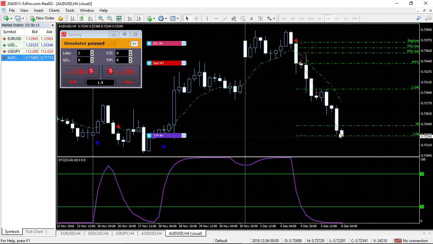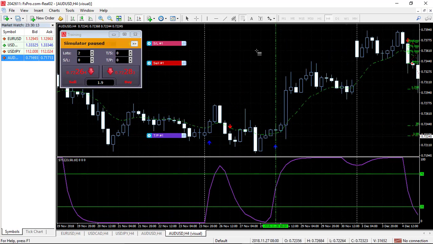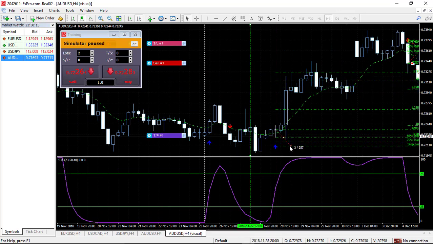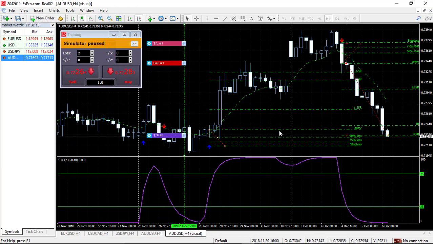Wait for price to cross below the 75 line before you place a sell order. Then wait for price to cross above the 25 line before you make a buy order. Now looking at this, price went pretty well. As you can see, 3.5 hour, 3.5 hour.